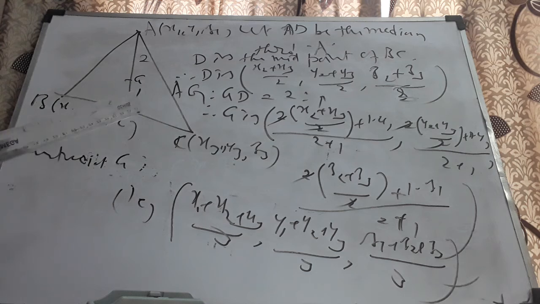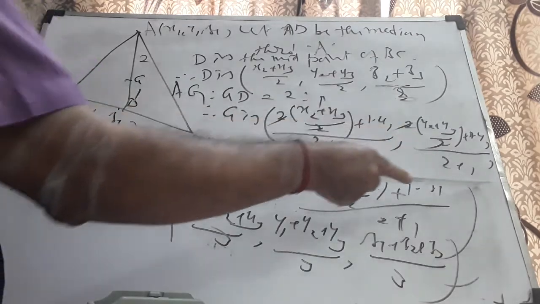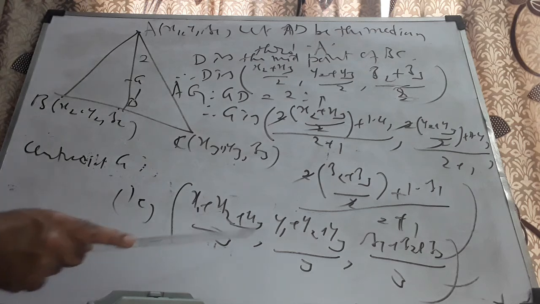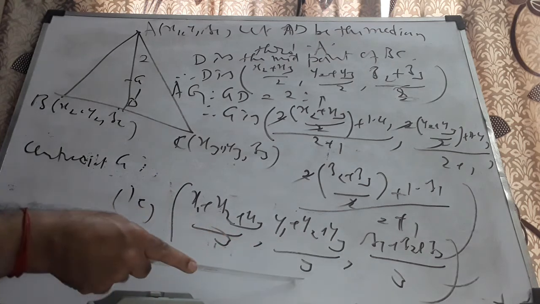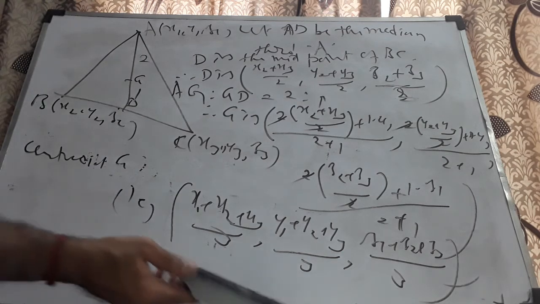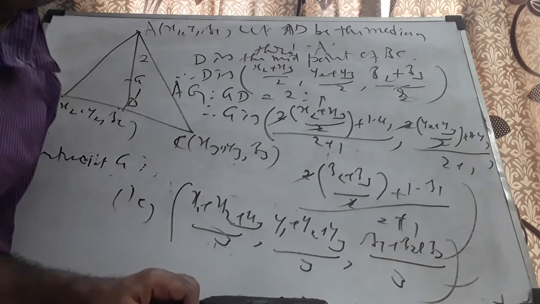Let me apply the section formula of internal division: 2 into the x coordinate of D, (x2 + x3)/2, plus 1 into the x coordinate of A, x1, divided by 2 + 1. Similarly for the y coordinate, similarly for the z coordinate. Here it will become ((x1 + x2 + x3)/3, (y1 + y2 + y3)/3, (z1 + z2 + z3)/3). You can even easily remember: the average of the x coordinates, the average of the y coordinates, the average of the z coordinates will be the corresponding centroid of a triangle with vertices A (x1, y1, z1), B (x2, y2, z2), C (x3, y3, z3).